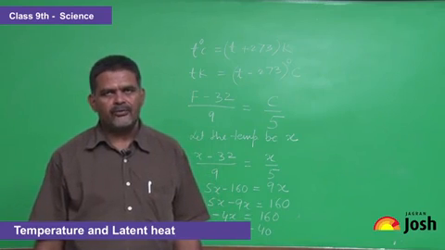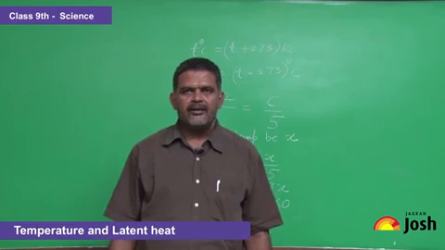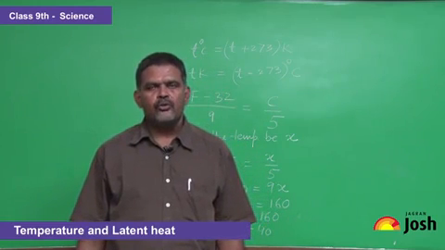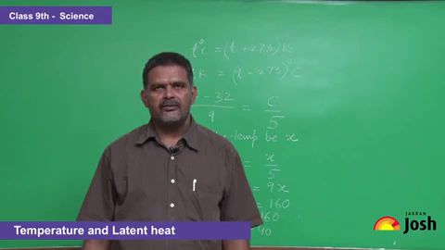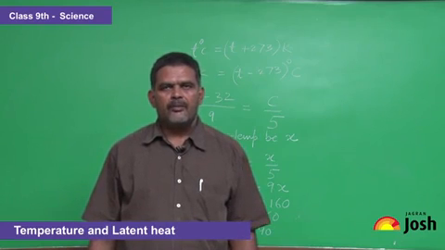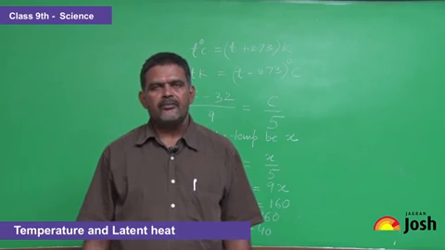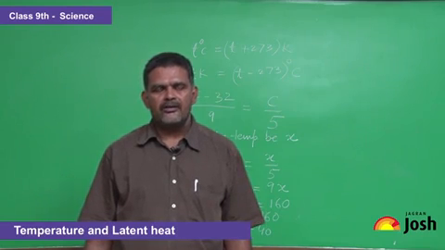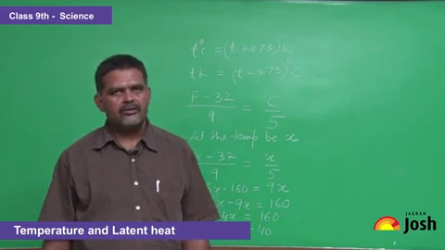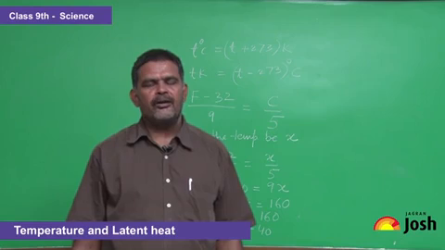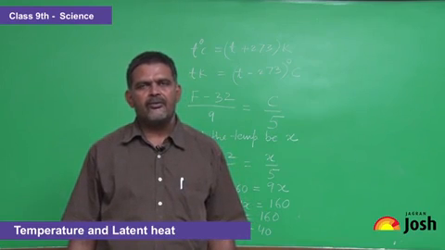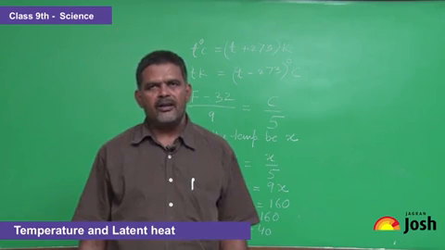There are two types of latent heat. One, latent heat of vaporization. Two, latent heat of fusion. Let us come first to latent heat of vaporization. It is the amount of heat energy required to change the state of unit mass of a substance into gas at its boiling point. That is known as the latent heat of vaporization. It is denoted by LV.